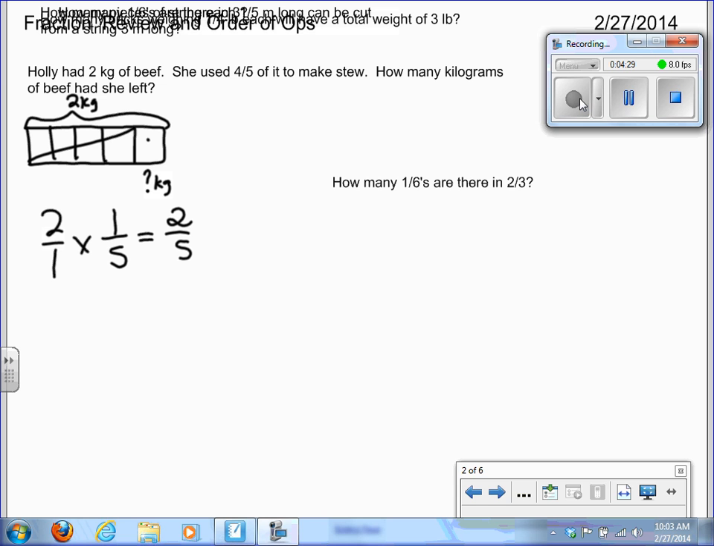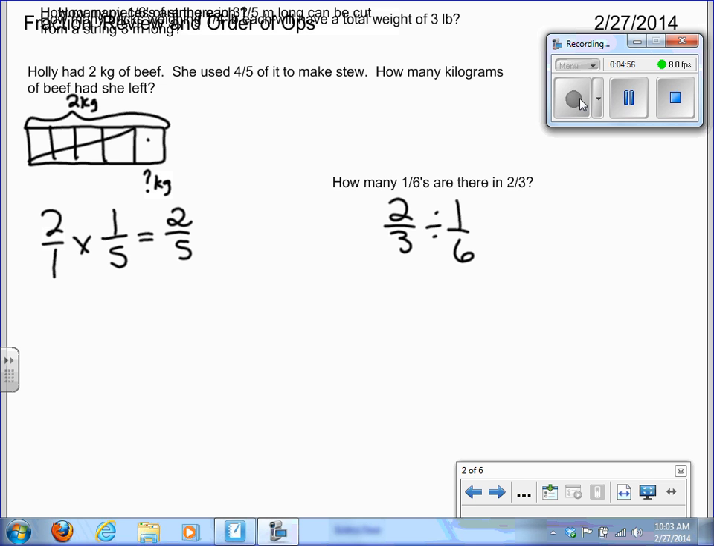How many 1/6 are there in 2/3? Now be careful here. Who can tell me the division problem in the right order? Maya? How do you know it's 2/3 divided by 1/6 and not 1/6 divided by 2/3? That will not give you the same answer.